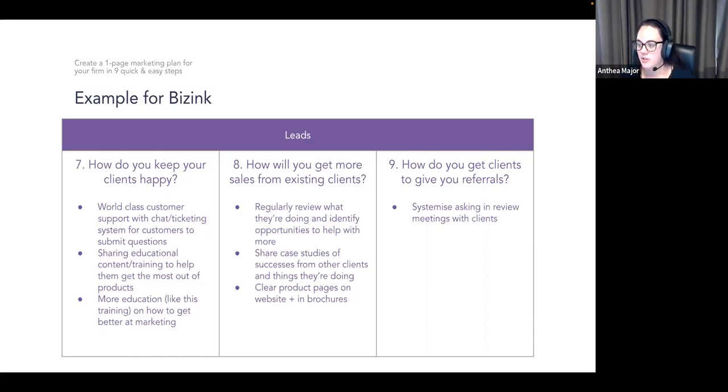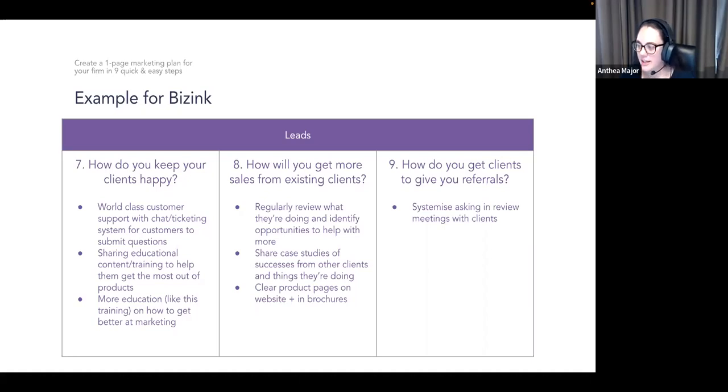How we get more sales. We do regular calls with our clients to see how they're going using their website or the marketing tools we're giving them. And we like to share what we see other people doing well, what we've seen work well, and hopefully we have clear product pages on our website and things like that too.